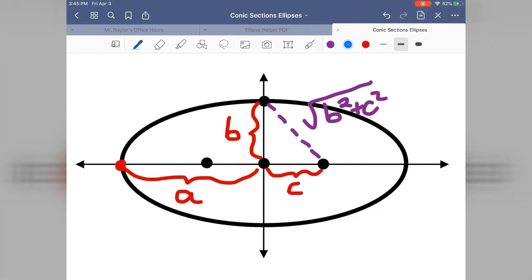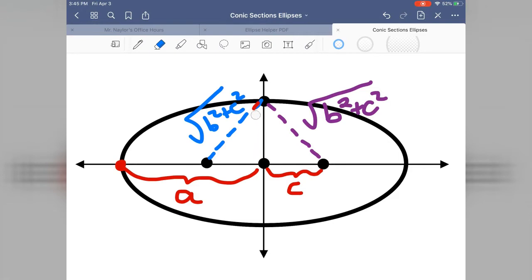Well, it then would reason to say that this distance, this diagonal, would also be the square root of b squared plus c squared. Now, we're going to do something a little fancy. It's going to be a little visual, but see if you can follow. We're going to take this point that has no name, and we're going to drag it over here.